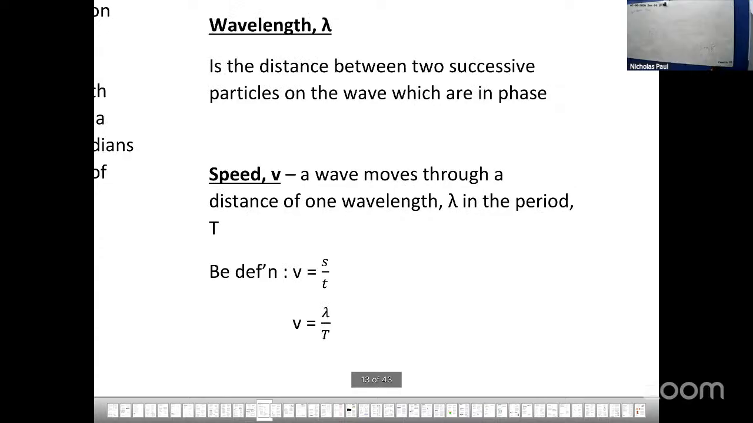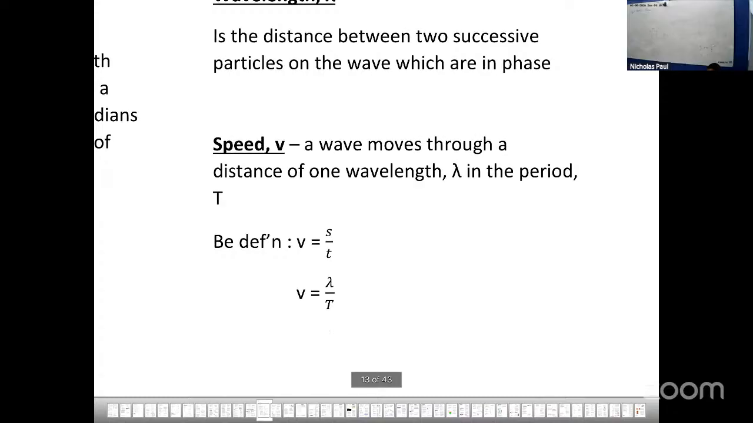Wavelength: distance between two successive particles in phase. Speed of a wave. We know the speed of a wave. Could you prove that formula later? Could you prove v is f lambda?